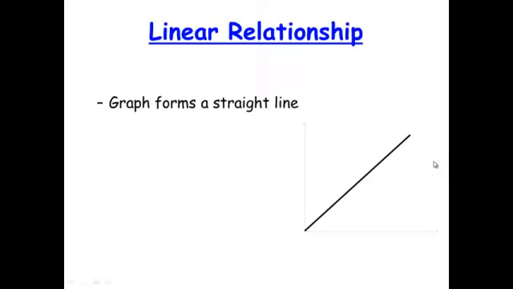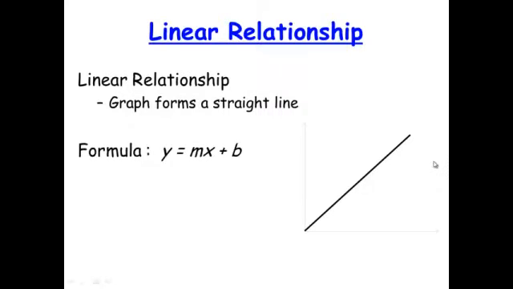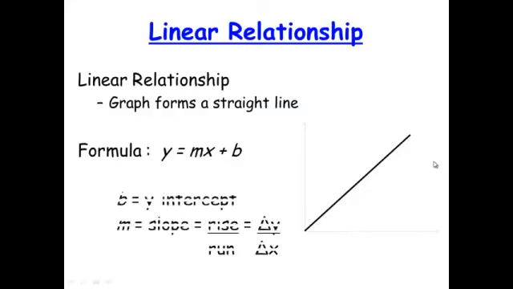Finally, let's review a few mathematical relationships. The linear relationship has a graph that forms a straight line. Its formula is y = mx + b, where b represents your y-intercept and m represents the slope. You can calculate your slope using rise over run or change in y over change in x.